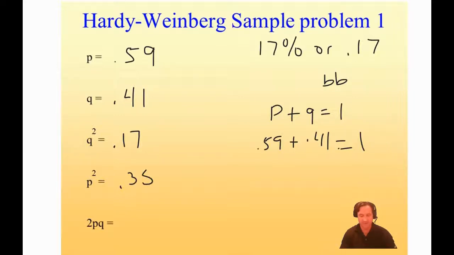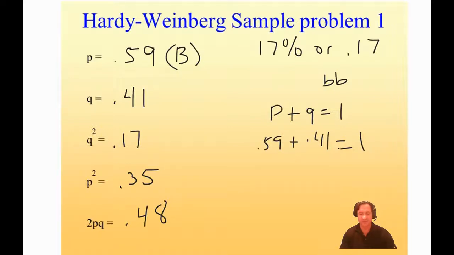Finally, we'll figure out the frequency of people who are heterozygous and have brown eyes, or what is 2pq. So all we would do is 2 times p, which is 0.59, times q, which is 0.41. And if you do that on your calculator, you will get 0.48. So the frequency of the dominant big B allele in the population is 0.59 or 59%.